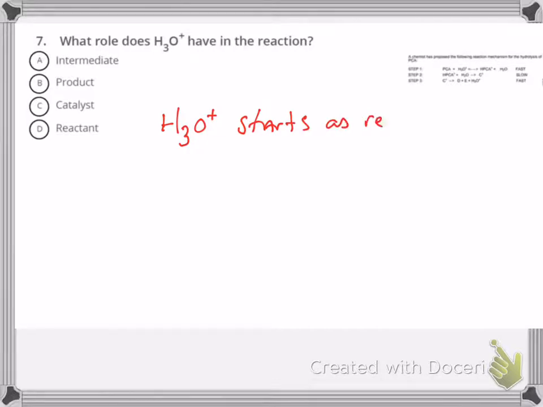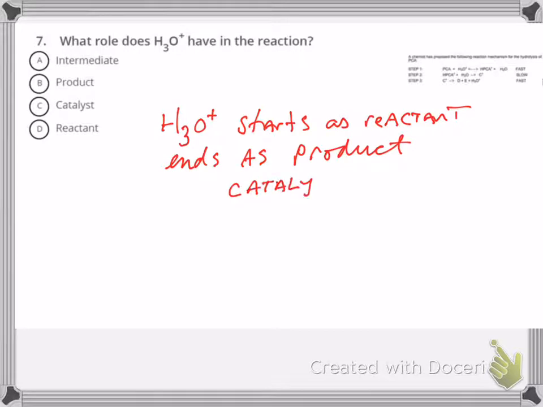So it starts as a reactant and ends as a product in step 3. So it starts as a reactant in step 1 and ends as a product in step 3. That means that when you add up all the steps, which gives you the overall reaction, it's not present, because it cancels on both sides of the reaction. In that case, we call that a catalyst, right? That lowers the activation energy.